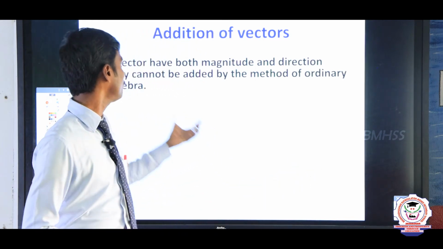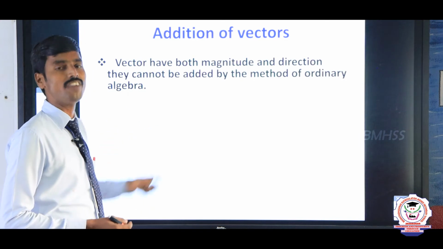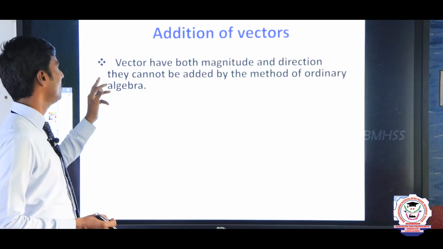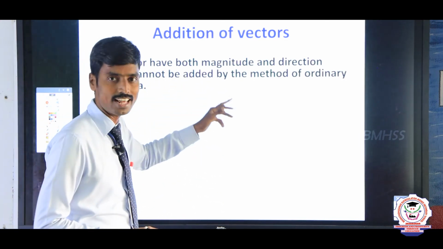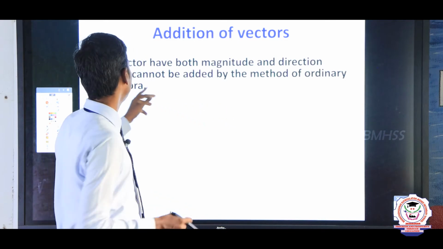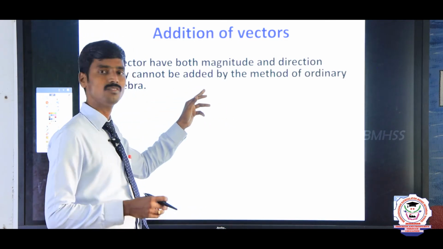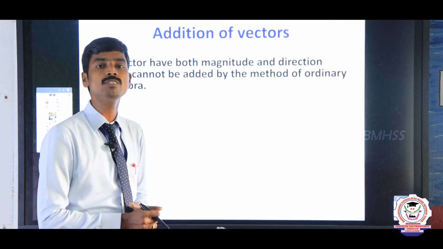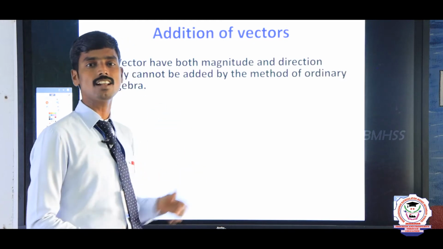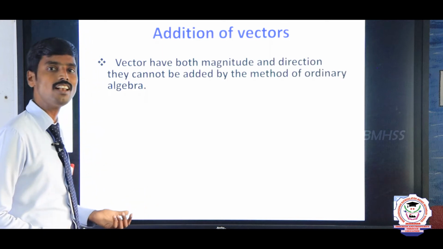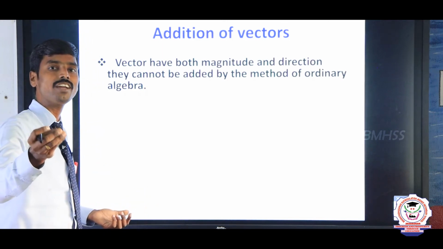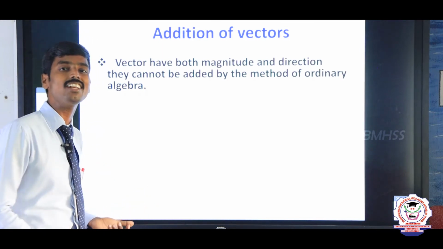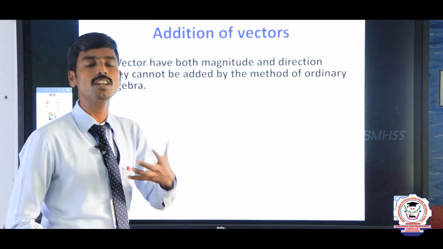Now, addition of two vectors. Vectors have both magnitude and direction, so they cannot be added by the ordinary method. At that time, some special methods are adopted here. That is called addition of two vectors, using special methods: the triangle law of addition and the parallelogram law of addition.